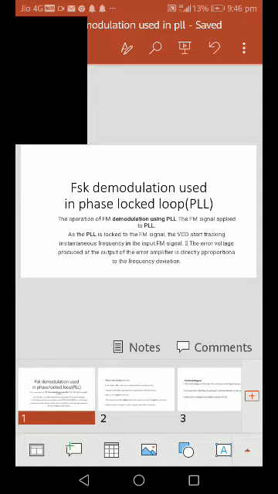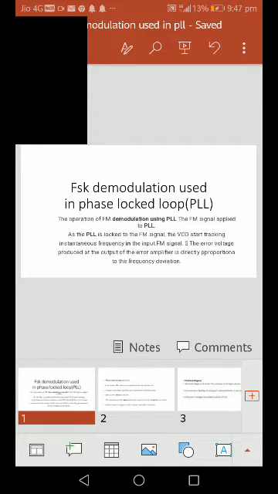As soon as the PLL is locked to the FM signal, the voltage controlled oscillator starts tracking the instantaneous frequencies in the input FM signal.